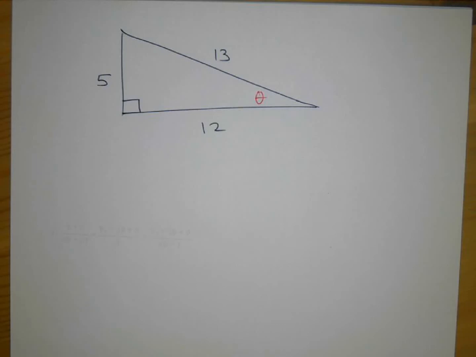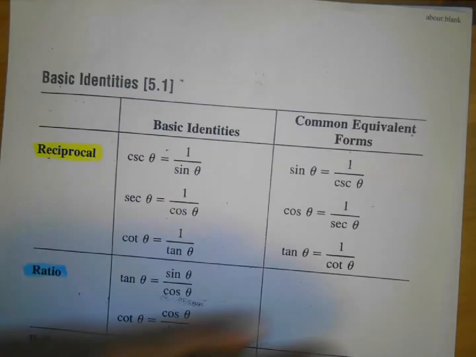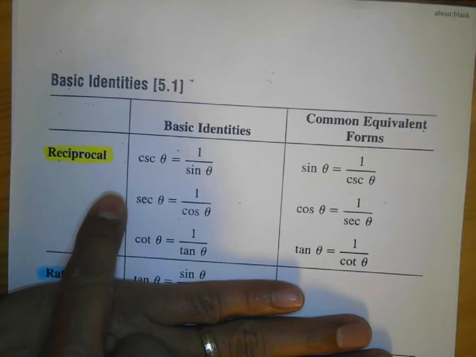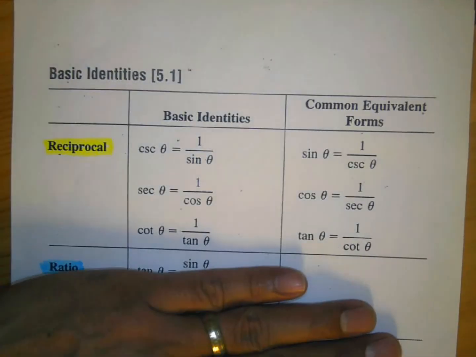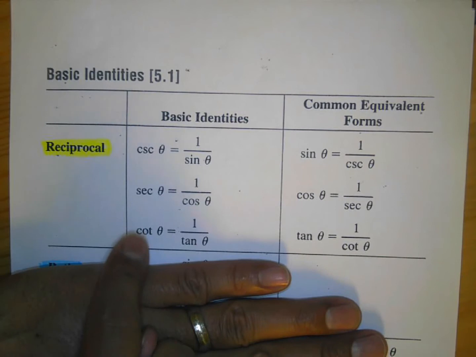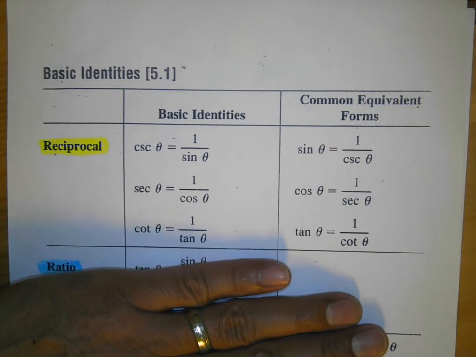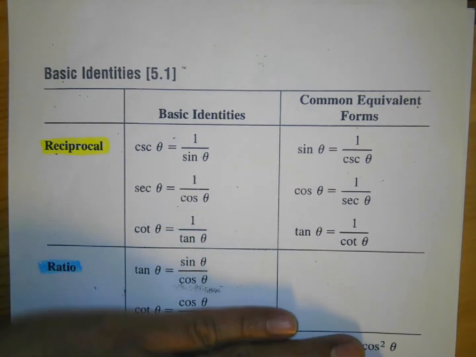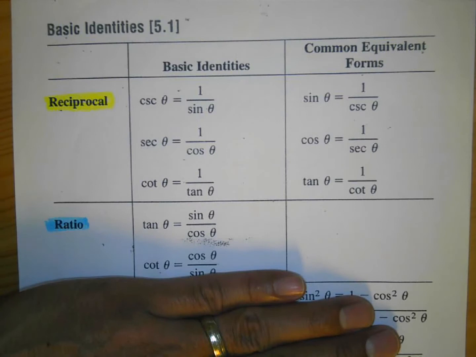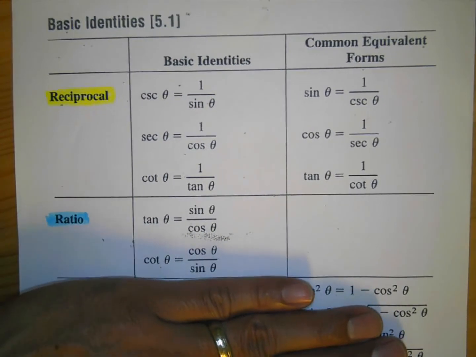Okay, this is the third video. In the first two videos, we hopefully got a better understanding of reciprocal identities. Now, the next ones we're going to learn are the ratio identities.